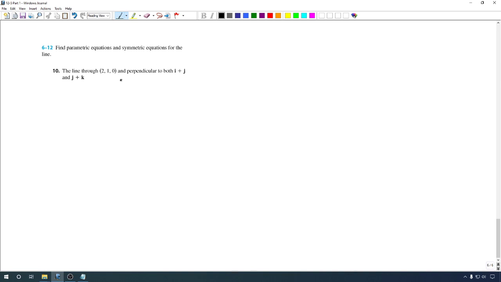Now, we don't have a vector that's along the line right now. How are we going to get a vector that points along the line? Well, such a vector is going to have to be perpendicular to both of these two vectors. And we have to think about how we would get a vector that's perpendicular to two vectors. That's where our cross product comes in. We're going to have to take the cross product of i plus j and j plus k in order to get our vector along the line.